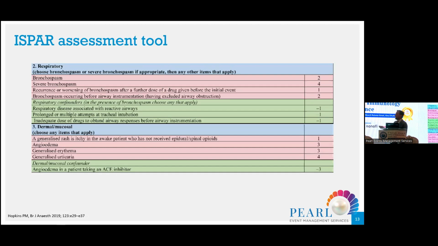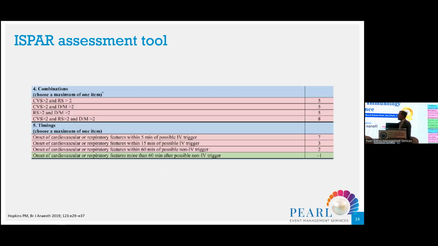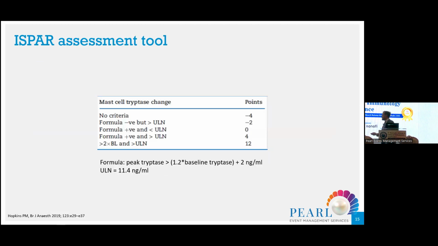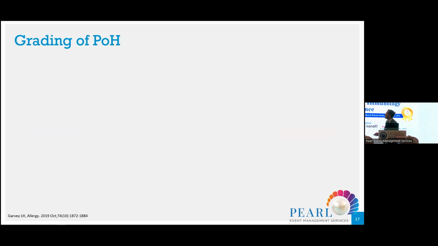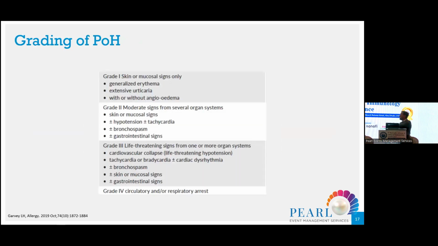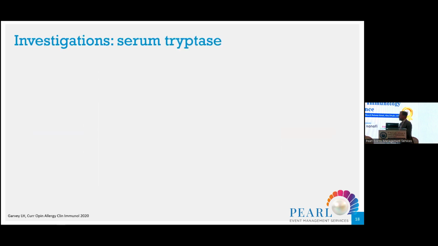As you see, typical features give you a positive value, while atypical features give you a negative one. And summing everything and incorporating also the value of the tryptase, you can have a score that gives you a quite good positive predictive value in diagnosing perioperative hypersensitivity. Okay, so the grading of it is very similar to the one in general of anaphylaxis. And let's go a little bit more in detail.